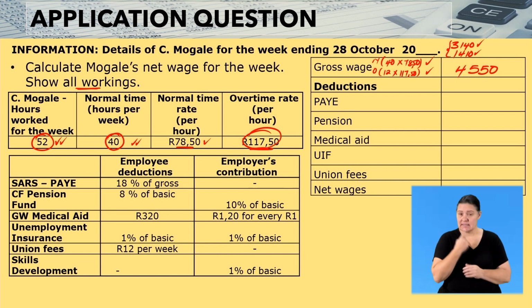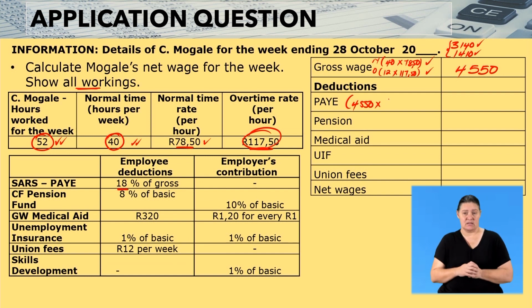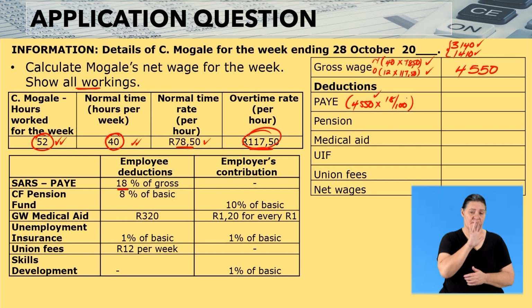Okay, let's look at the deductions. It says SARS pay as you earn, it is 18% of gross. So I'm going to take my gross, which is 4,550, and multiply by 18%. Please punch that in your calculator. 4,550 multiplied by 18% is going to give you 819.